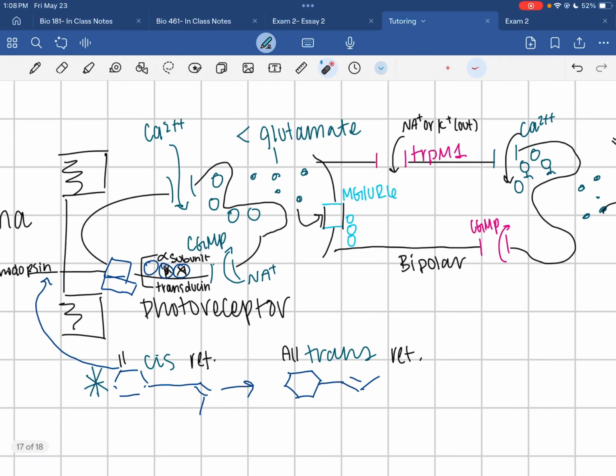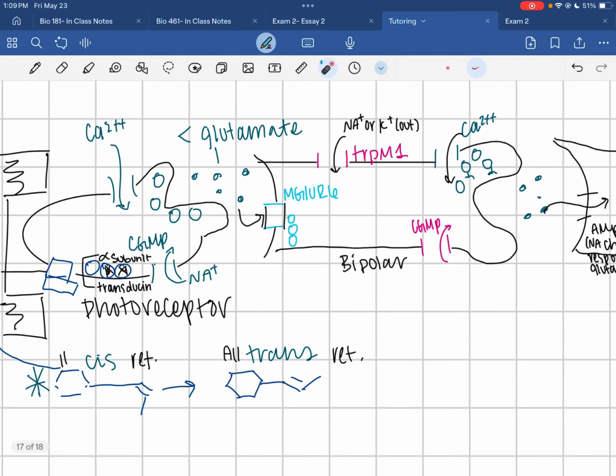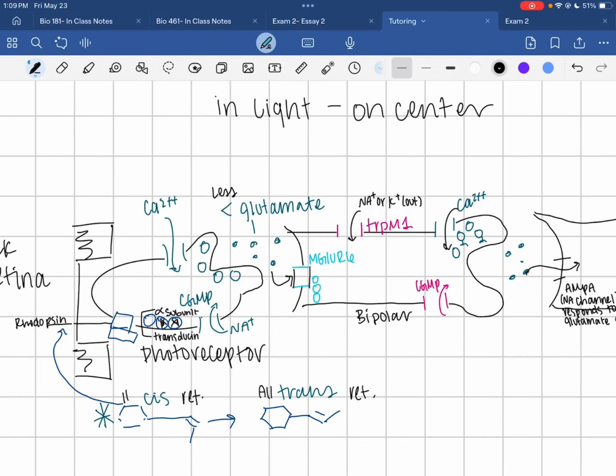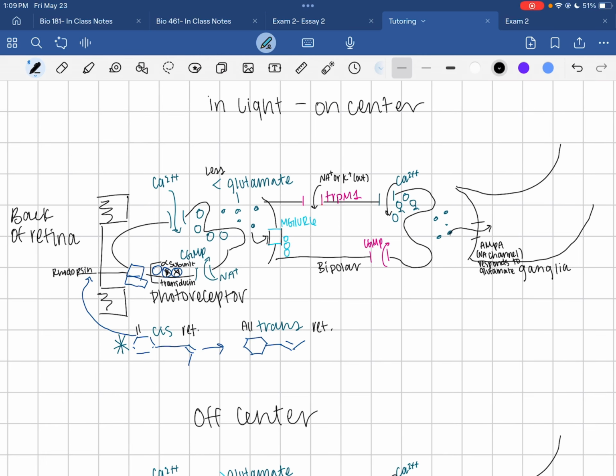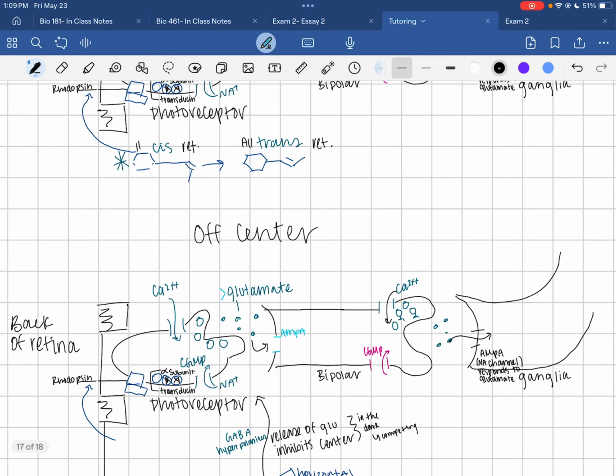And then here is when we have an action potential where calcium is going to come into the cell, and we're going to cycle cGMP, and then calcium is going to cause an exocytosis of these neurotransmitters, known as glutamate, into this little area, which is going to allow sodium in as well. One thing to know is that this is actually going to be less glutamate.